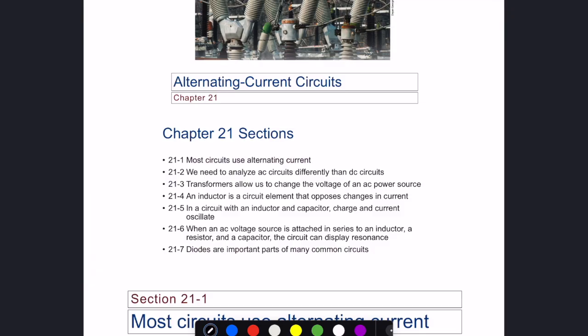We are going to be talking about alternating current circuits. In this chapter, we're going to be hitting the first 6 sections, and in this lecture, I will do sections 1 through 3. We're going to start off with the motivation of why we should learn about alternating circuits, how we should analyze them, and we're going to talk about a really cool device called a transformer that you use every day.